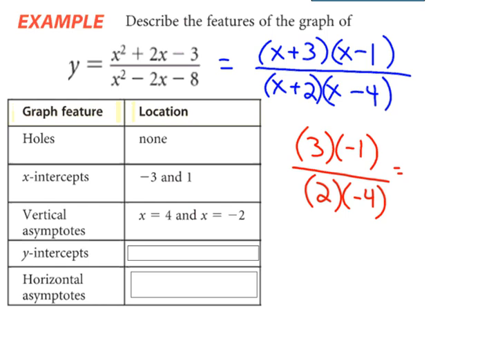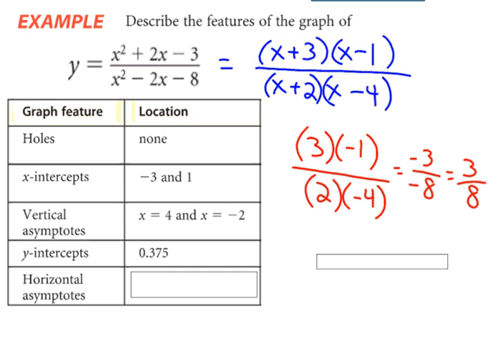3 times negative 1 is negative 3. 2 times negative 4 is negative 8. That simplifies to positive 3/8, which as a decimal, if you want the decimal form, is 0.375.